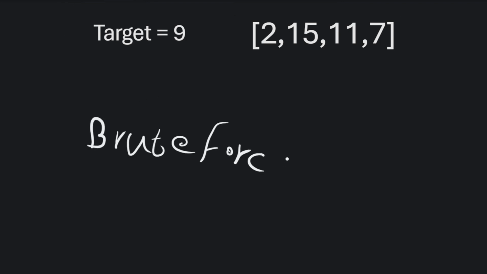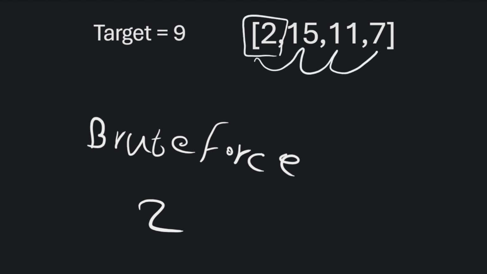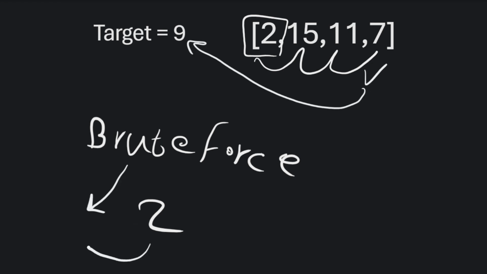The most brute force approach would be having two loops, because in the first loop we're going to take one of the numbers, and then we're going to compare it to all the other numbers in the second loop. And when we find an answer, we're going to return it. This will definitely solve the problem, but because we have two loops, it will give us a time complexity of n squared.